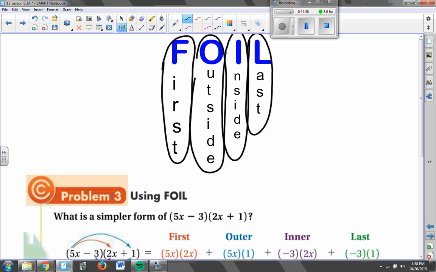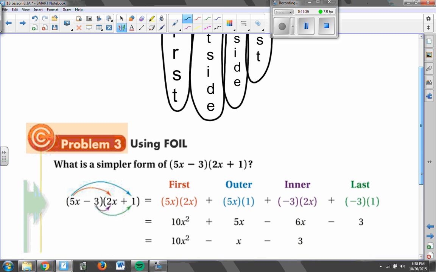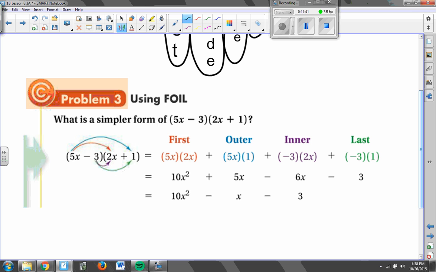Okay? Let's look at an example that your book gives. Using FOIL to find a simpler form of this multiplication. Parentheses 5x minus 3, parentheses 2x plus 1. Okay, those two things multiplied together. Now, the first term in each set of parentheses, 5x and 2x. First term in each set of parentheses. We multiply the 5x and the 2x. They have done that for you here, and they get 10x squared.